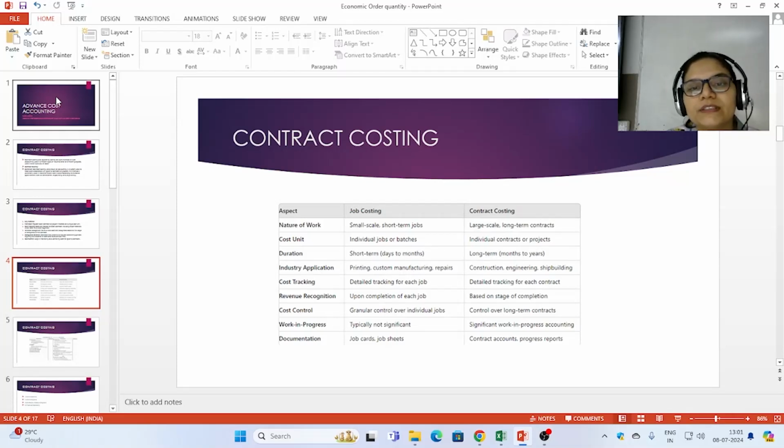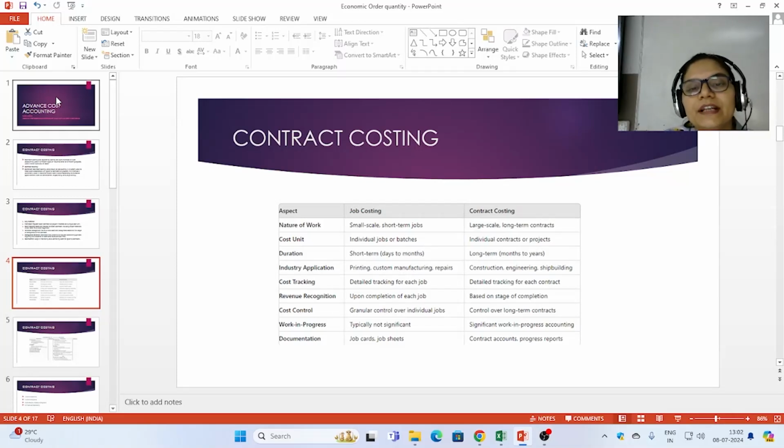Nature of work: in job costing, the work is small scale and short term, but in contract costing there are large and long-term contracts. In job costing, the cost units are individual jobs or batches, but in contract costing, cost units are individual contracts or projects. Duration of job costing is short, days to months, and duration of contract costing is months to years. Industry application: printing, custom manufacturing, repairs, etc. But in contract costing, it is construction, engineering, shipbuilding.